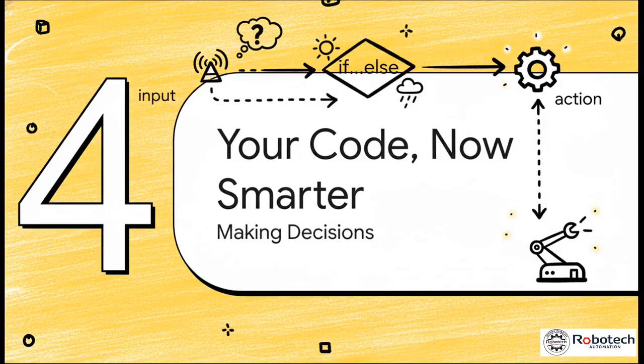And that's it. Just like that, you've done it. By adding one simple if-else statement, you've given your code the power to sense its environment through an input and make a logical decision that affects an output. Your code is officially smarter now.